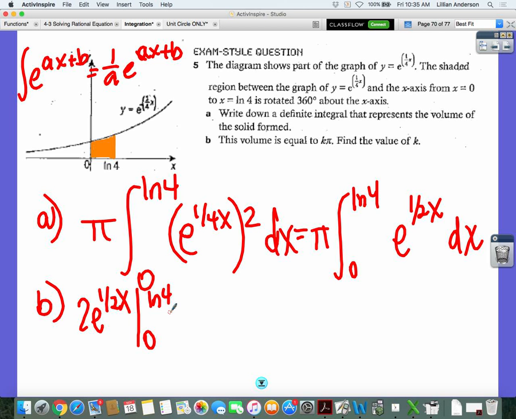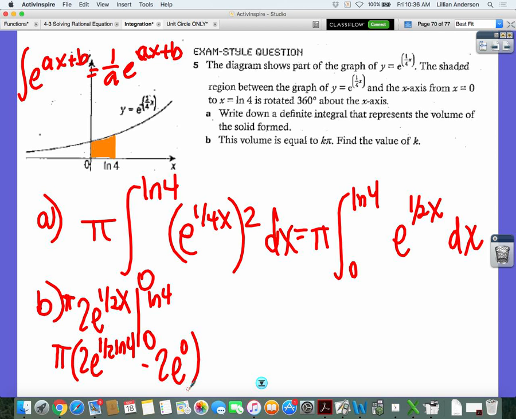When you evaluate this, what do you plug in first? B, ln4, on the outside. So we have 2e to the 1/2 ln4, and then minus 2e to the 0. Wait, are we supposed to solve it? Well, I'm plugging it in. After I simplify this, I am going to set it equal to k pi. So I do have the pi on the outside.